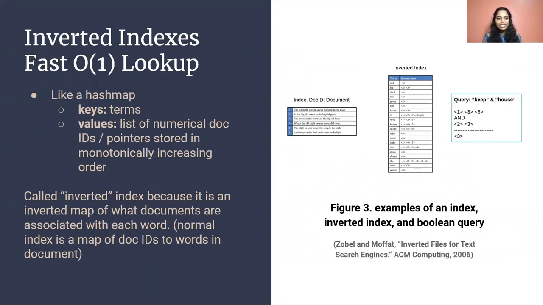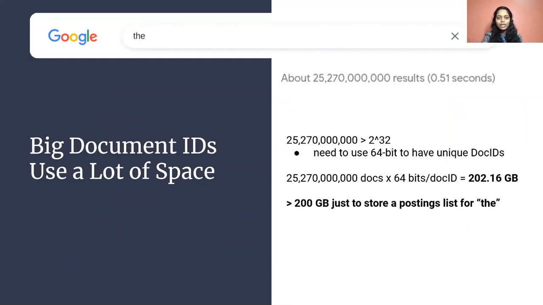You can think of an inverted index as a hash map, where the keys are the terms and document IDs are the nodes. It scales really well because it has a constant lookup time per term. It is called an inverted index because the normal index is the map of document IDs to words in the document. So the big problem that shows up when dealing with a gigantic corpus is you need a huge number of unique document IDs, and storing those huge numbers takes up a lot of space. For example, if you Google the word "the," it returns 25 billion documents. Just to store those document IDs requires more than 200 gigabytes.